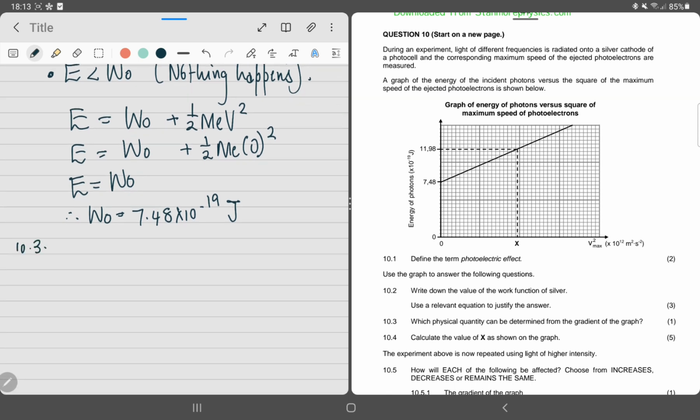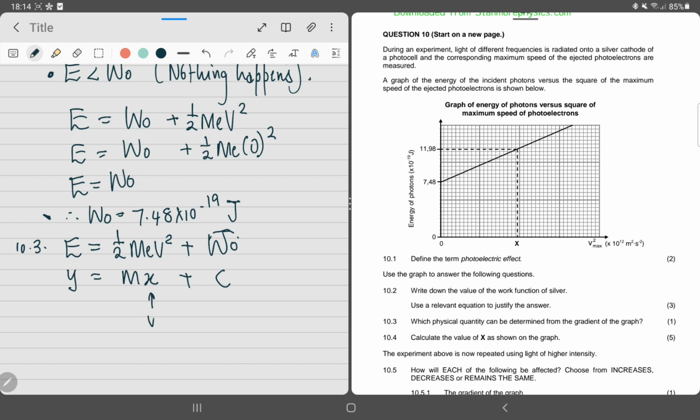10.3. Which physical quantity can be determined from the gradient of the graph? E should be equal to half the mass of the electron v squared plus the work function. This is y is equal to mx plus c. Notice how the work function is the y-intercept there. So this answer right here still holds true, because the y-intercept should be what? The work function.